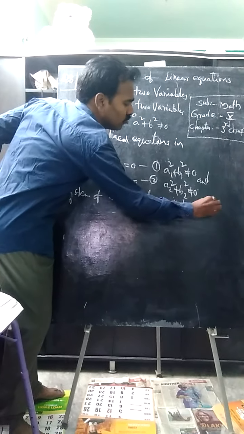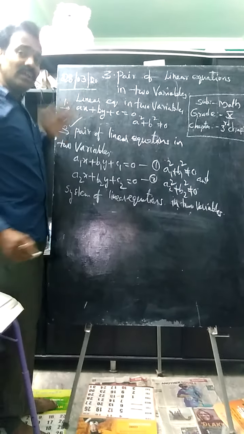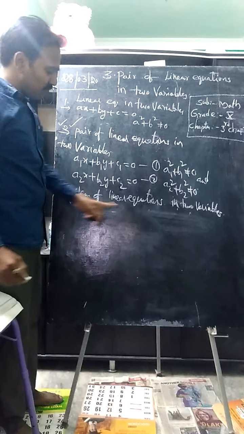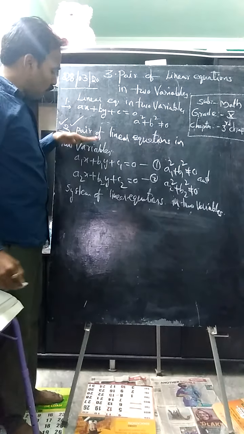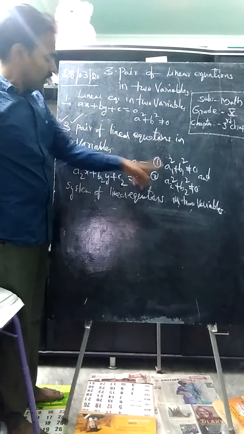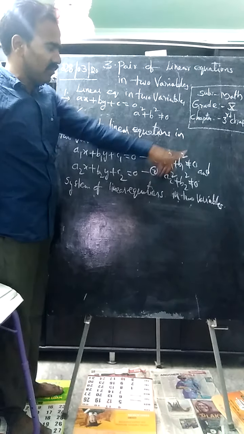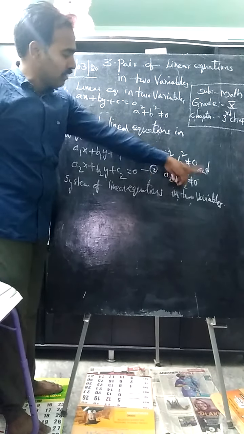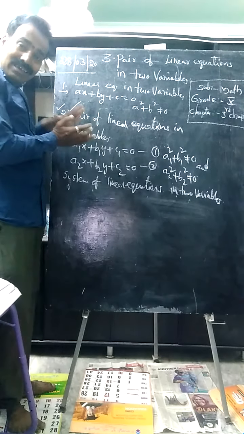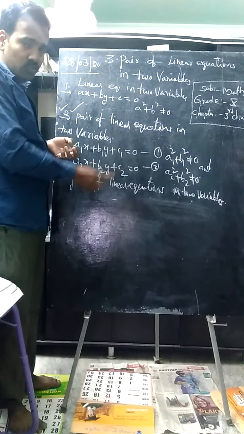So there is a chance of one more question, that is, write the general form of pair of linear equations in two variables or system of linear equations in two variables. Both are the same: a1x plus b1y plus c1 equal to 0 and a2x plus b2y plus c2 is equal to 0, with the condition a1 square plus b1 square is not equal to 0 and a2 square plus b2 square not equal to 0.